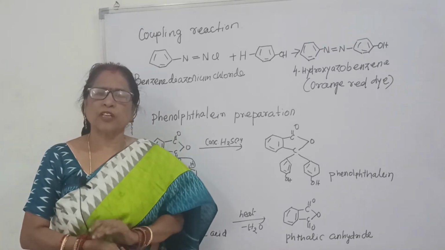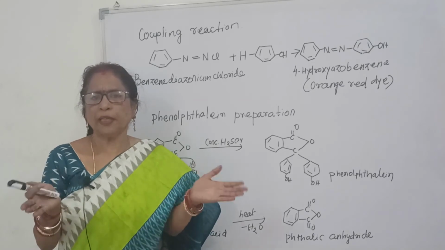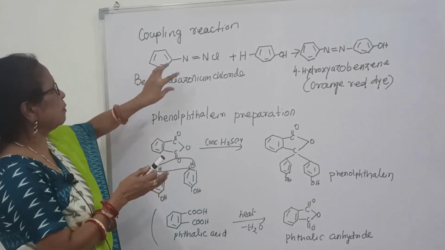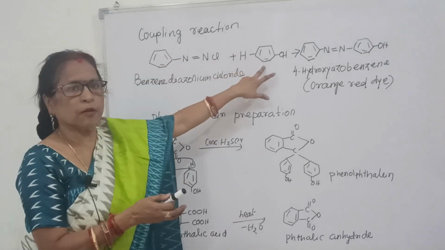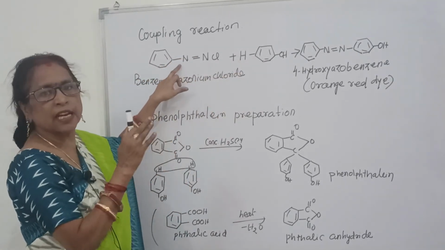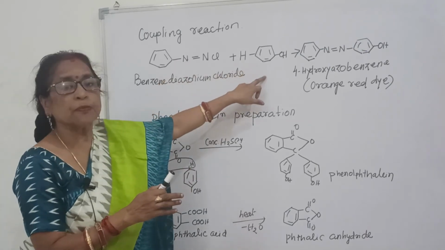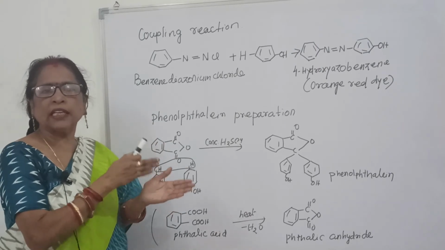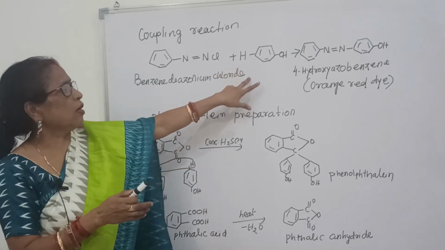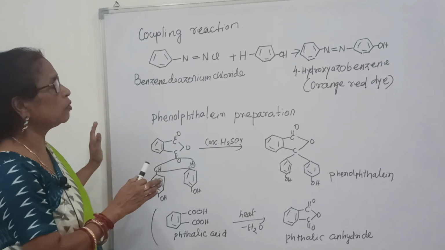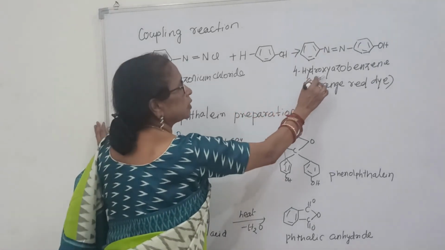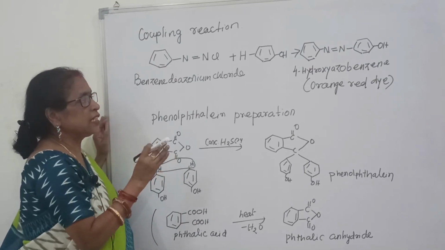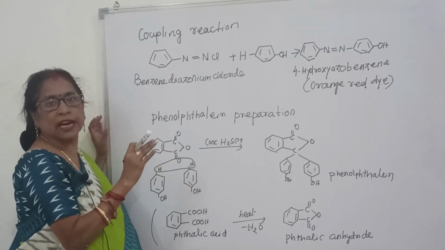Coupling reaction. What is meant by coupling reaction? Coupling means combine, mix. That means this compound is coupling with this compound. And what is this? Benzene diazonium chloride. And what is this? Phenol. Here benzene diazonium chloride is coupled with phenol and gives a complete compound, that is 4-hydroxyazobenzene. 4-hydroxyazobenzene is a colorful orange red dye.